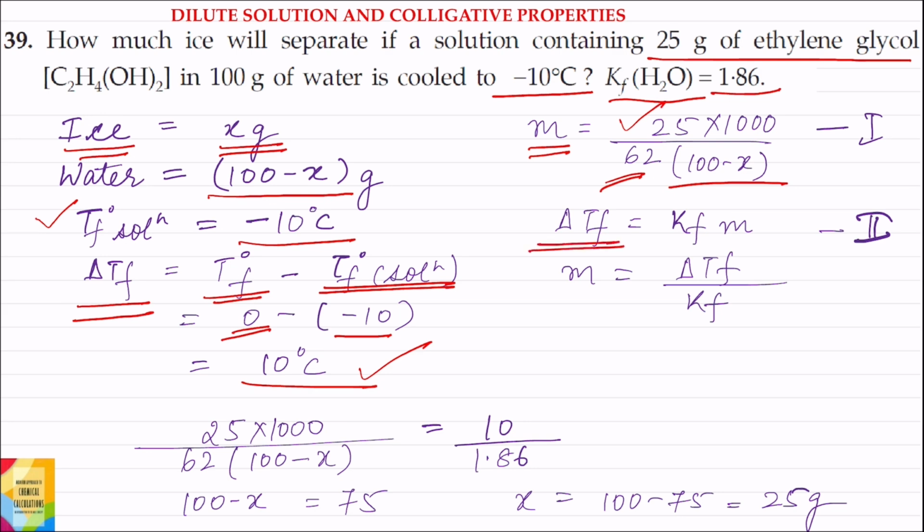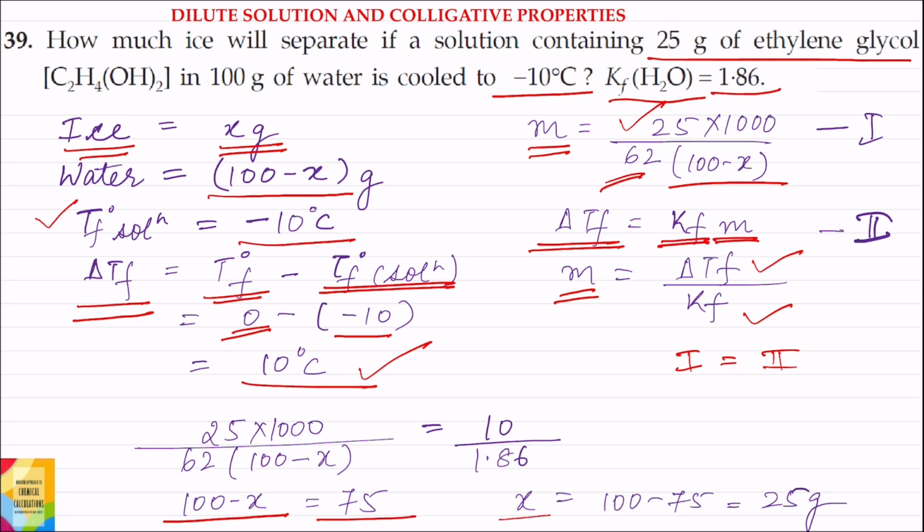Now, depression in freezing point is equal to Kf into m. Therefore, m will be equal to delta Tf divided by Kf. Now, from equations 1 and 2, both are showing the molality of the solution. Therefore, equation 1 is equal to equation 2. Putting the values, we get 25 into 1000 divided by 62 into in brackets 100 minus x is equal to 10 divided by 1.86. Solving, 100 minus x is equal to 75 gram.